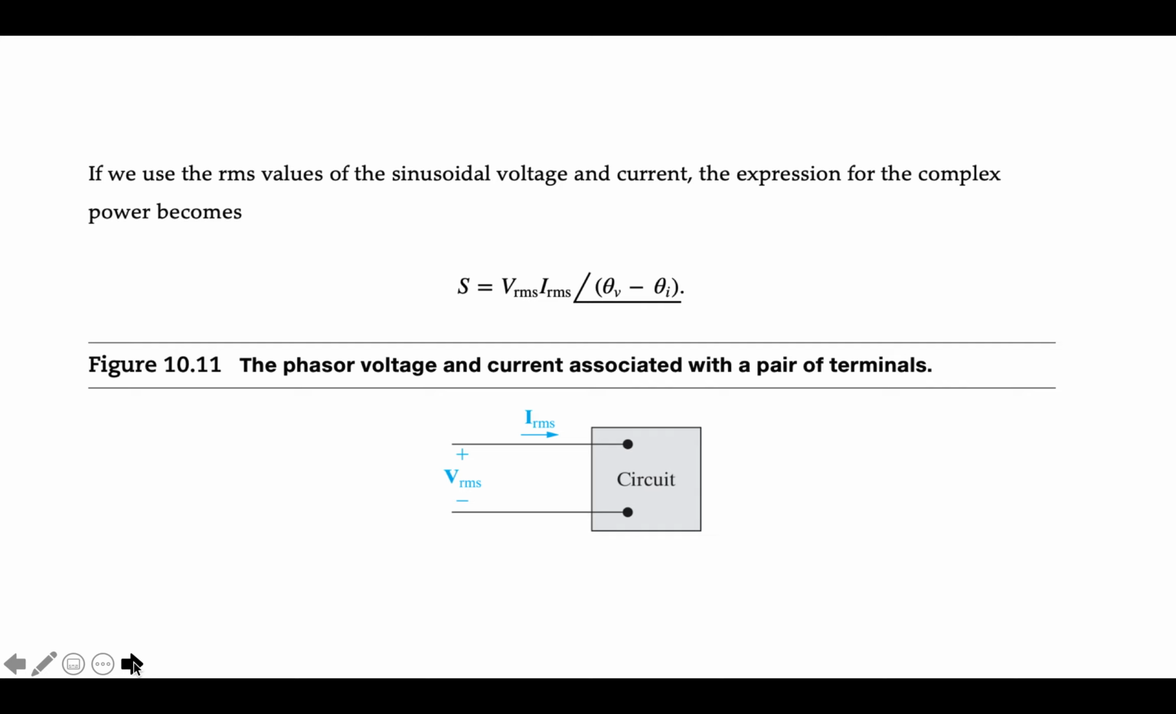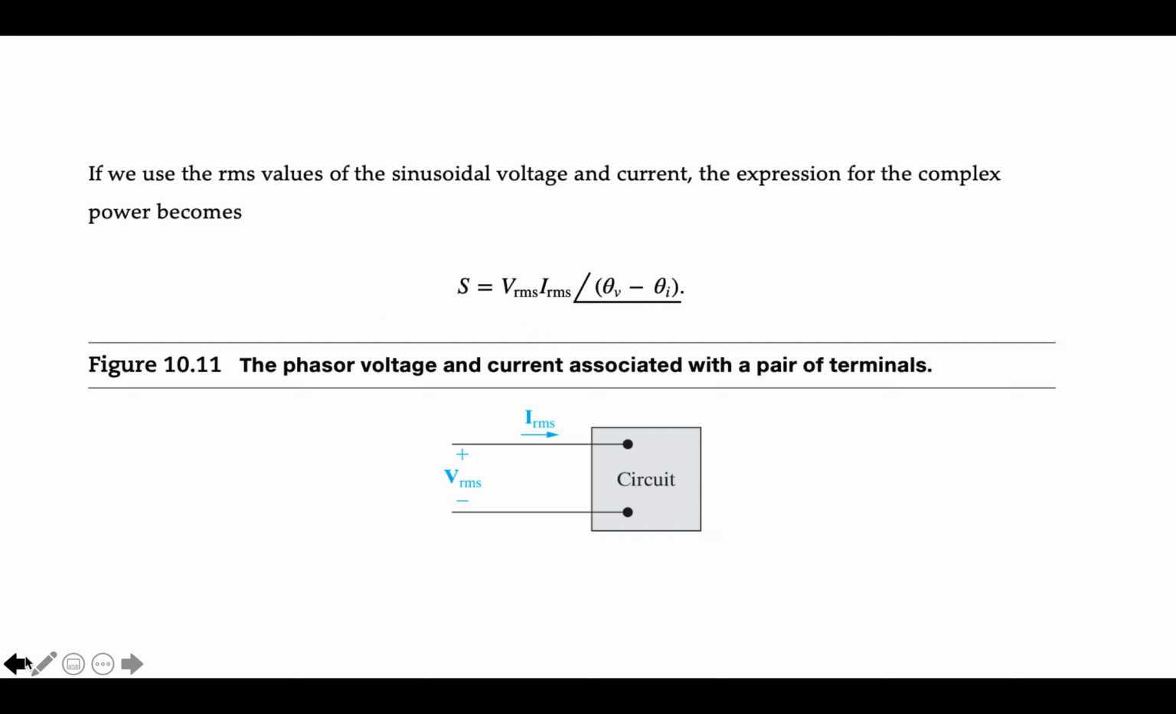So if we use the RMS values of the sinusoidal current and voltage, then we use phasor notation, S can be represented as V_RMS, I_RMS times the angle theta V minus theta I. So S can be represented in polar or phasor form in the following way if V and I are RMS. If they're not RMS, then you can substitute for the magnitude in terms of RMS to get that from S.